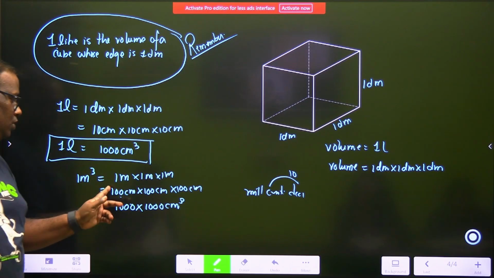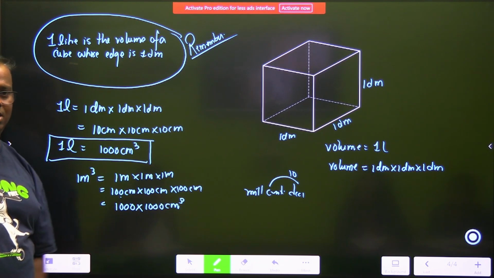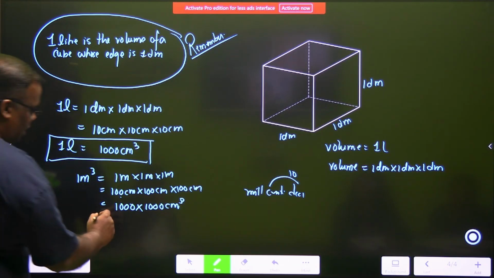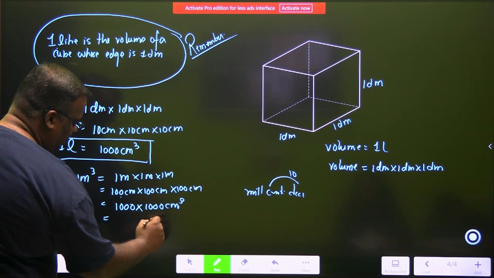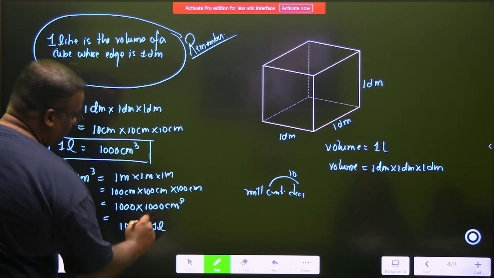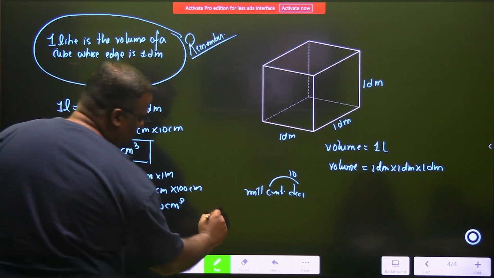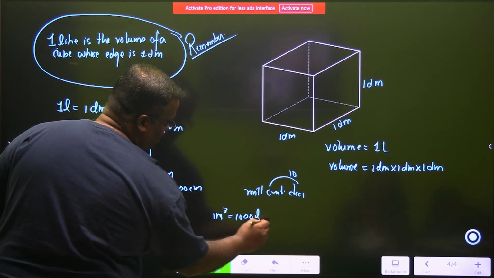There are how many zeros? 1, 2, 3, 4, 5, 6. I took 3 this side, 3 this side. Now, this 1000 centimeter cube can be written as a liter. And this is 1000. That means I get my conversion as 1 meter cube is 1000 liters.